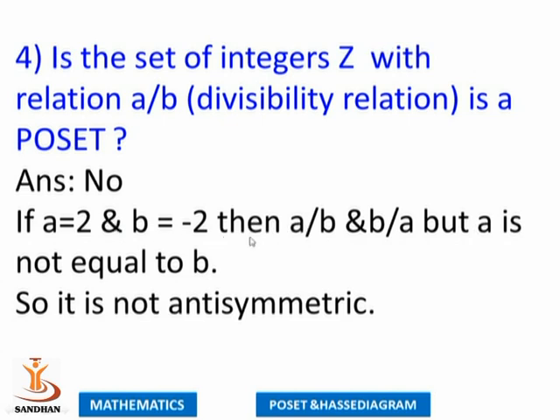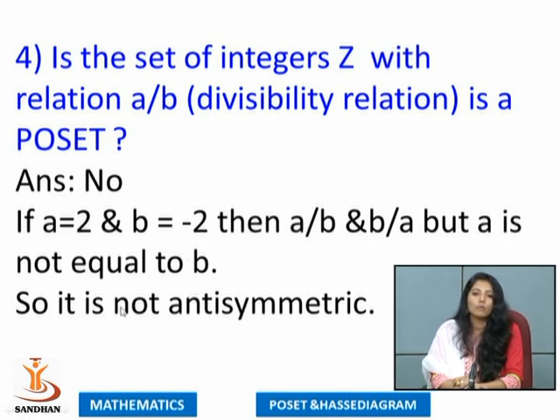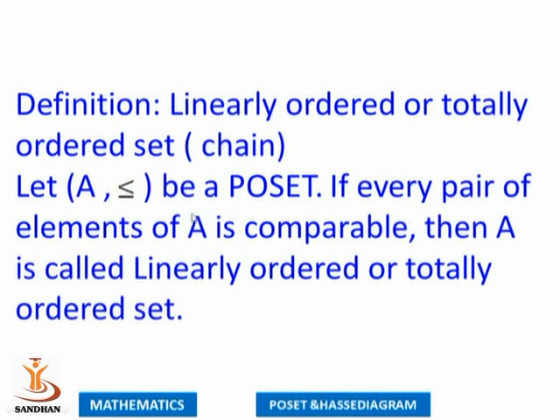The obvious reason is that it contains positive as well as negative integers, so it is not antisymmetric. The counterexample is here: if we take A is equal to 2 and B is equal to minus 2, then it is obvious that 2 divides minus 2 and minus 2 divides 2, right? But A and B are different numbers, so A is not equal to B. So here A divides B and B divides A, but A is not equal to B. So it is not antisymmetric. So the second condition is violated. We can say that it is not a poset. So a poset depends on the set as well as the relation.